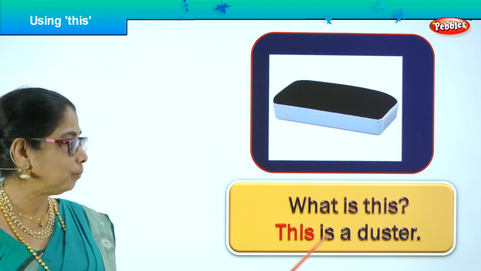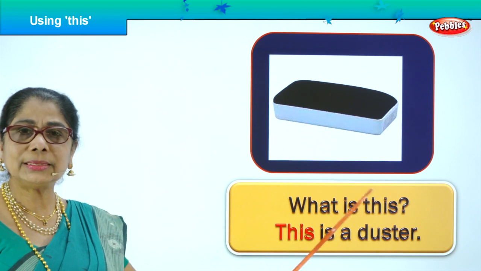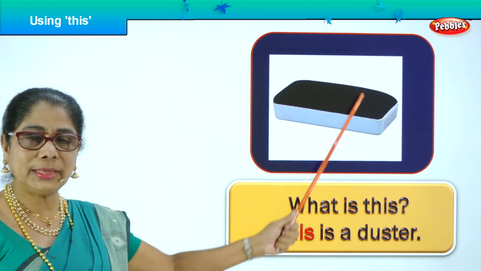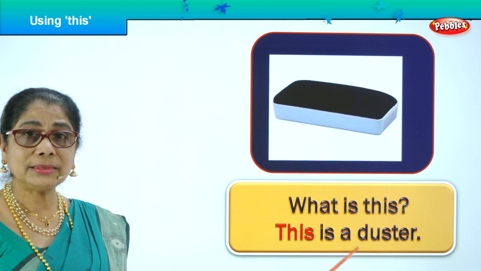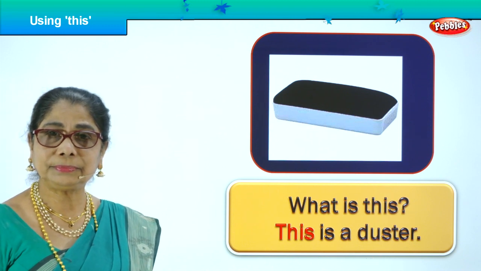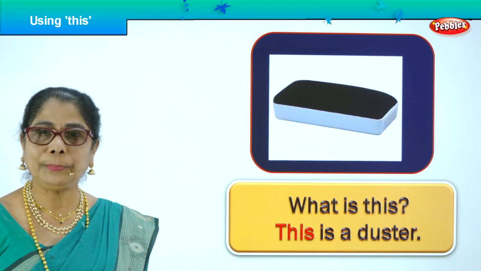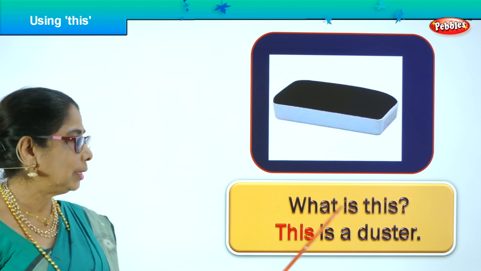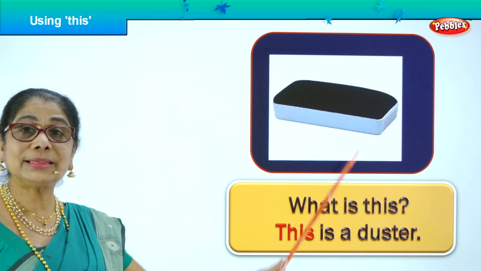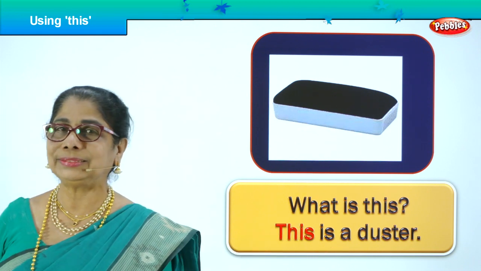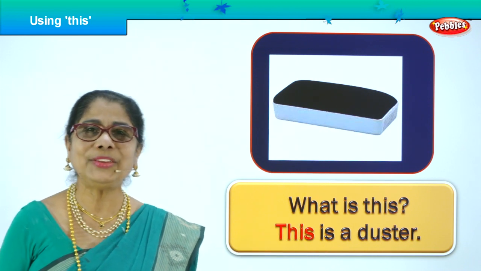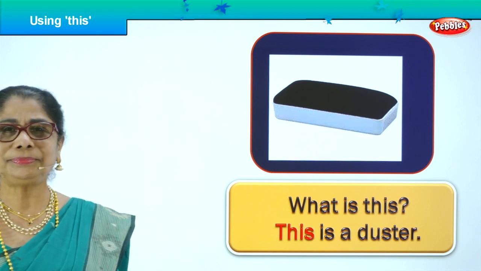Look carefully. What is this? This is a duster. What does the duster do? To clean the board, to wipe the board. What is this? This is a duster. Good. Shall we go on to a new picture?